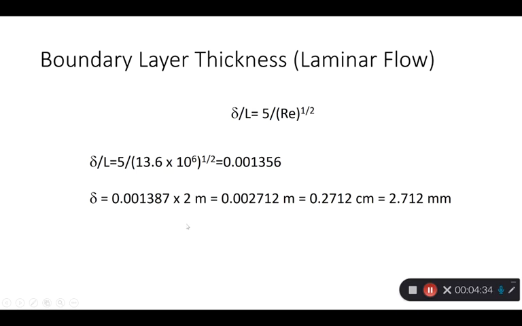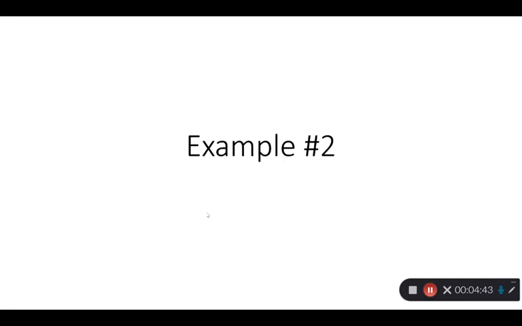So boundary layers are very, very thin animals, but they do a lot of damage. They cause skin friction. They can also cause flow separation, as we will see later. Now let's look at a second example.